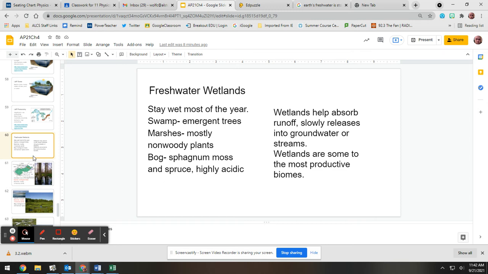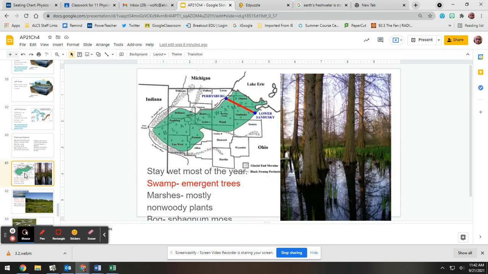Okay, so let's talk about individual types of wetlands now. Swamps. When you have a wetland and you have emergent trees, you can call it a swamp. Now, did you know that Northwest Ohio has a very large swampy area? Very large swampy area called the Black Swamp.